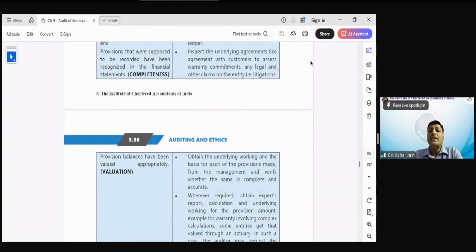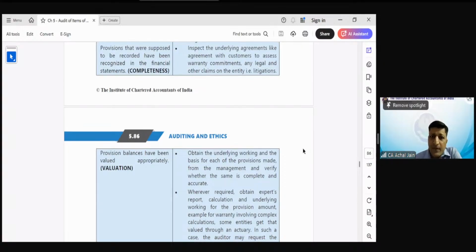Similarly, if you are talking about any other provision, there again you need to find out the nature of that provision. How will you get to know about that nature, and what should be the amount that needs to be recorded? That again you'll get to know from the underlying documents. So underlying workings and documents for different types of provisions are required to be looked at and verified, and it needs to be ensured that they are recorded completely and the amount is correct.